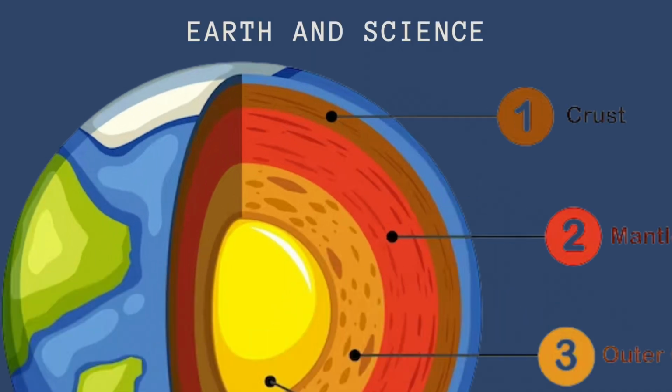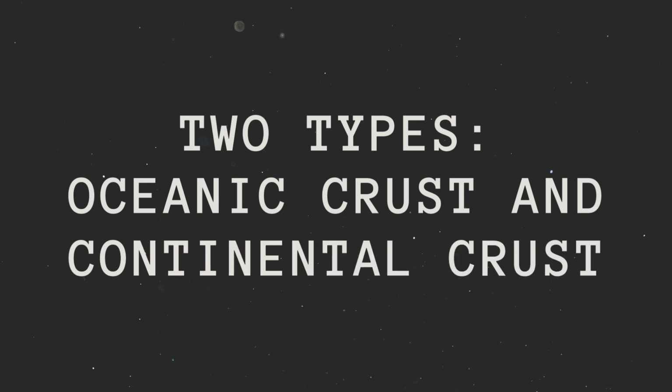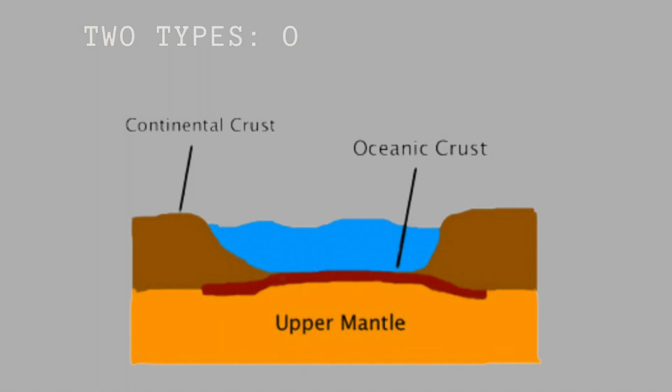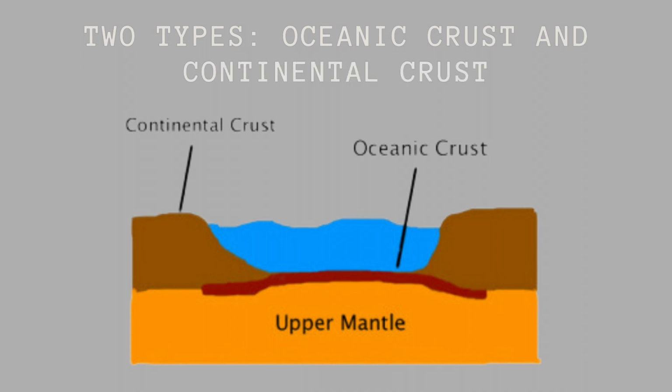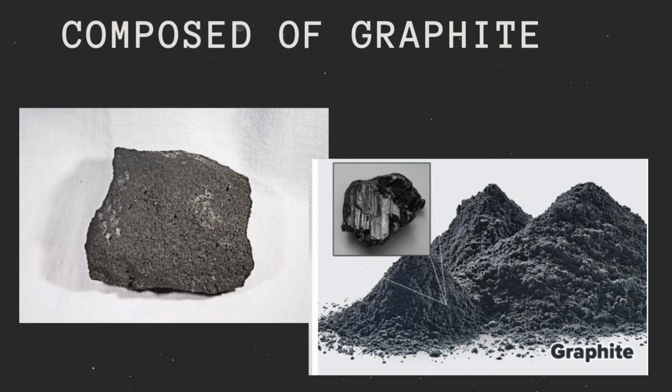First is the crust. This layer might seem too thick, but it actually takes up only 1% of the Earth's volume. It is considered the outermost layer of the Earth, where organisms and we live. This has two types: oceanic crust and continental crust. Oceanic crust is made up of basalt and is 6 km thick, while the continental crust is the part of the crust where continental mountain ranges are found, around 30 to 45 km thick. It is also composed of granite or andesite and basalt.